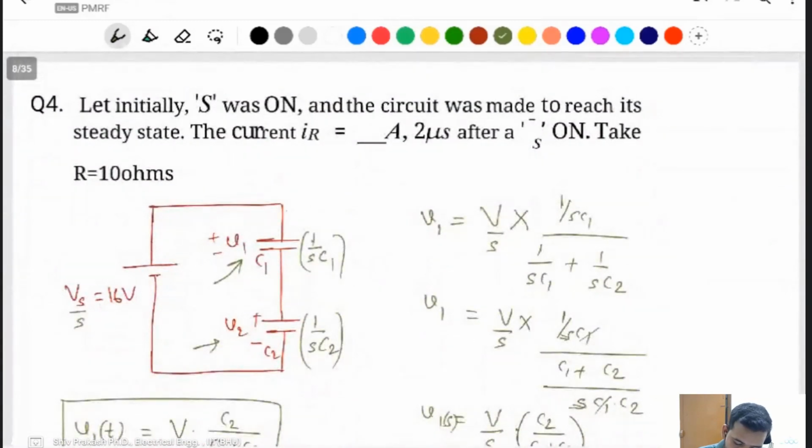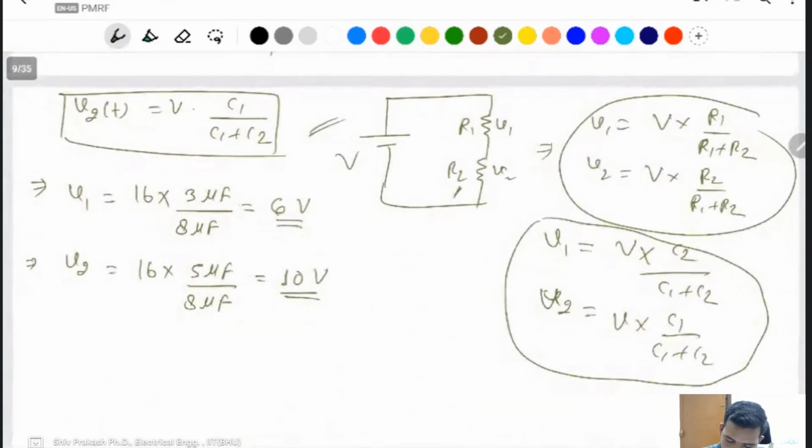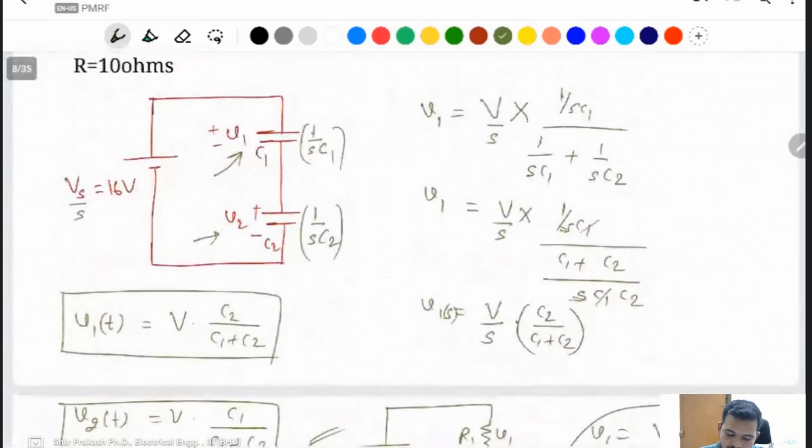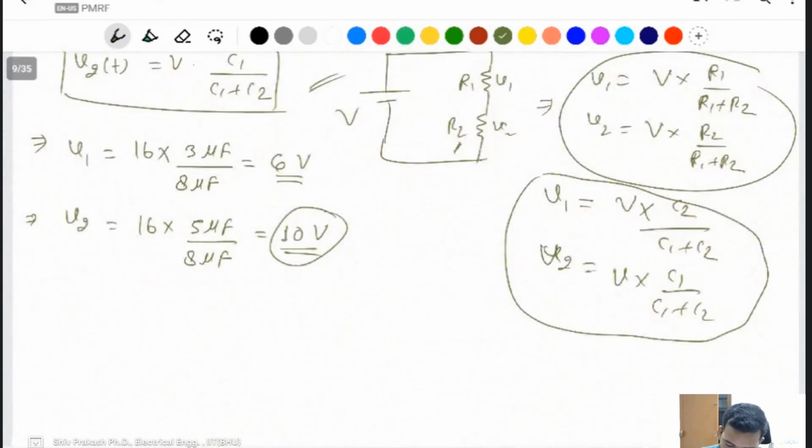Then the next question is given: initially S is on and the circuit was made to reach its steady state. It means the steady state voltage V2 is 10 volt and V1 is 6 volt. Steady state value means the capacitor is an open circuit and the inductor is a short circuit. That's why, if a capacitor is an open circuit, current does not flow, and the total voltage appears across the capacitor, both 6 volt and 10 volt.